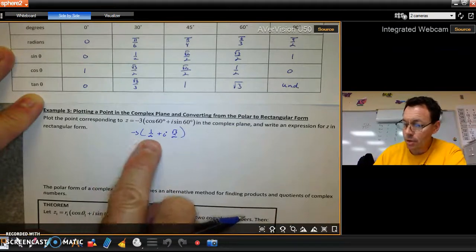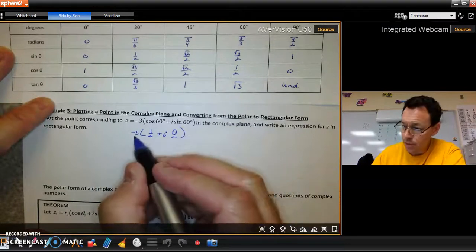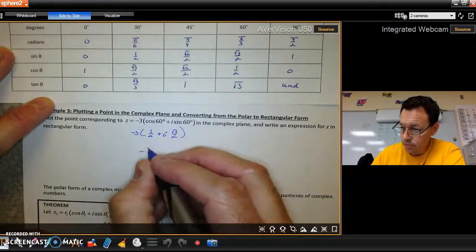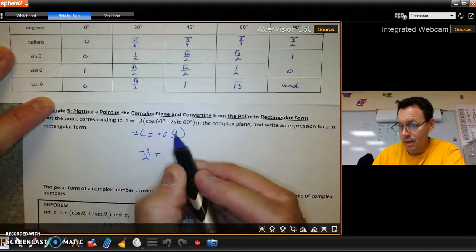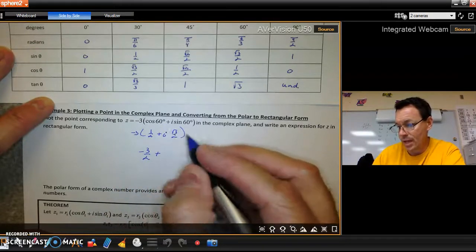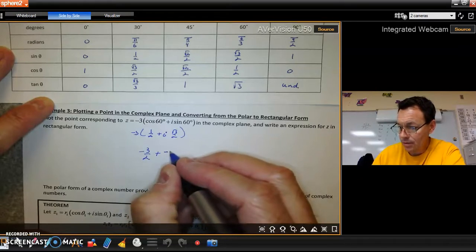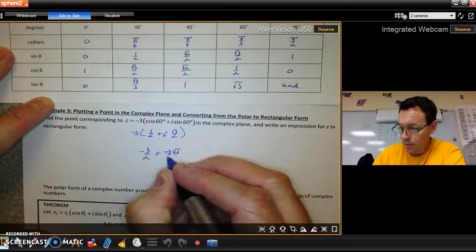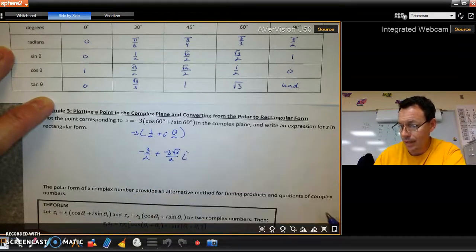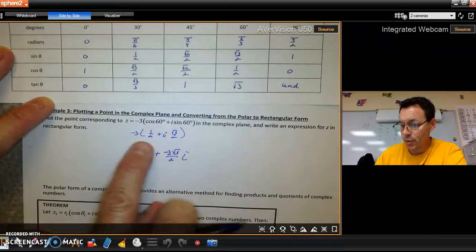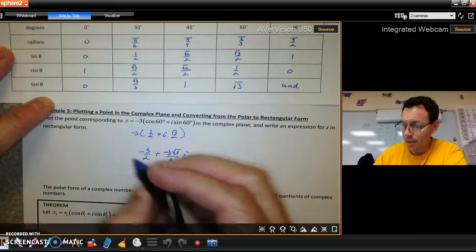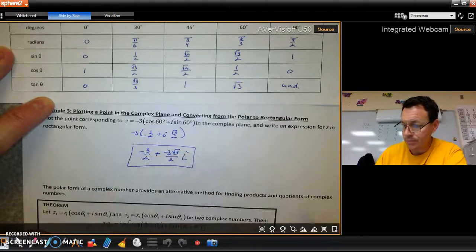And then I can distribute the negative 3 in. So it's going to be negative 3 over 2 plus, and then negative 3 times, well, not a lot of simplifying that's going to happen here. So this is going to be negative 3 radical 3 over 2 I. That's it. You're done. By simplifying this, by doing the math, you've converted the polar form into an x and a y. That's your answer.